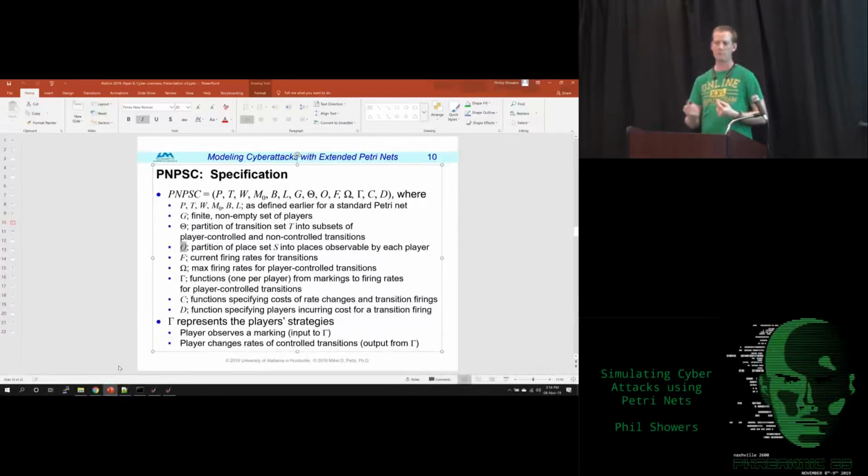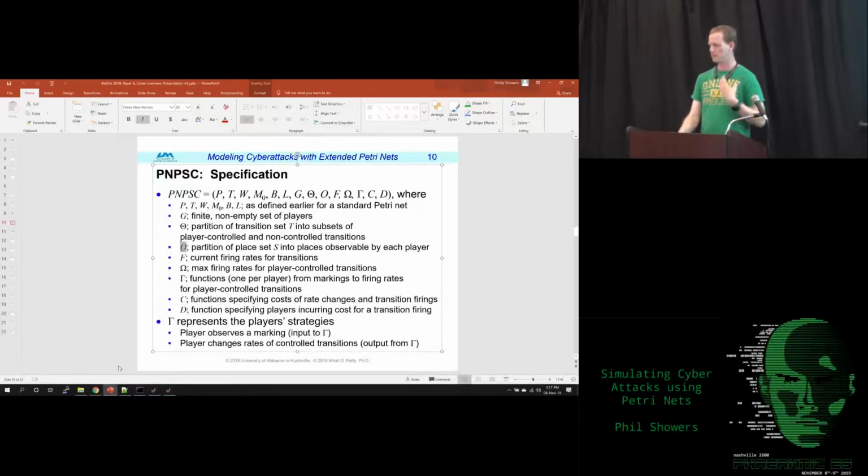Different players might be able to see outcomes of attacks. So an attacker and a defender might be able to see, hey, this attack failed. The attacker might be able to see that the attack succeeded, and that might not be observable by the defender. But if the attack gets detected, then the defender might see that the attack was detected, and the attacker might not see that the attack was detected. So that's another way of modeling that.